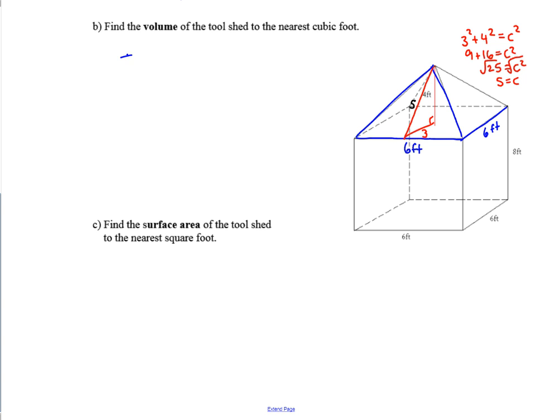Well, you can still write top. We're going to still do top and bottom. Okay, so surface area. We have the 4 triangles, right? Now, if it's a tool shed, do we need the bottom of this tool shed? No. Okay, so we need the 4 triangles. So the top is going to be 4 times the area of one of the triangles.